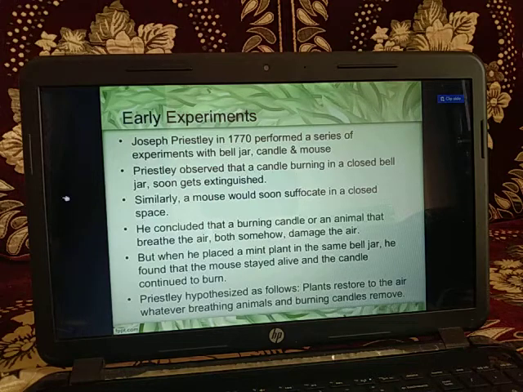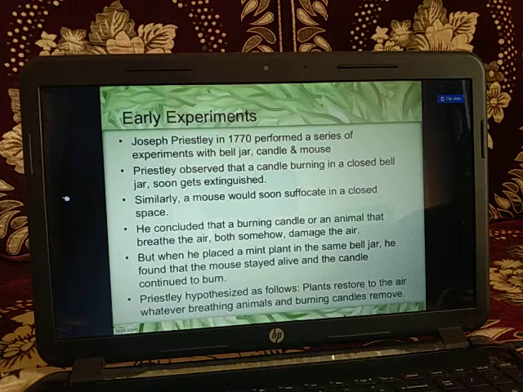Now Sachs. According to Sachs, the green parts in the plant produce glucose, which is stored as starch. Starch is the first visible product of photosynthesis.